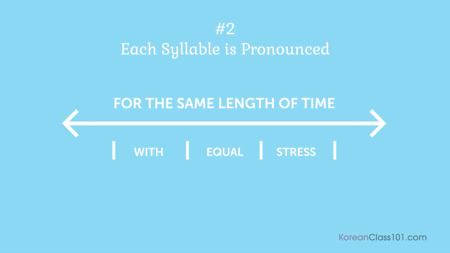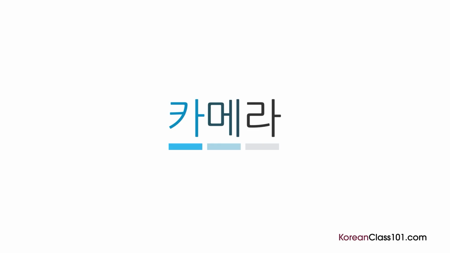For example, when you say camera in English, you put stress on ka and say it for longer than the other syllables of the word. Camera. But in Korean, each syllable is pronounced for the same amount of time and gets equal stress. Listen to the word camera in Korean.